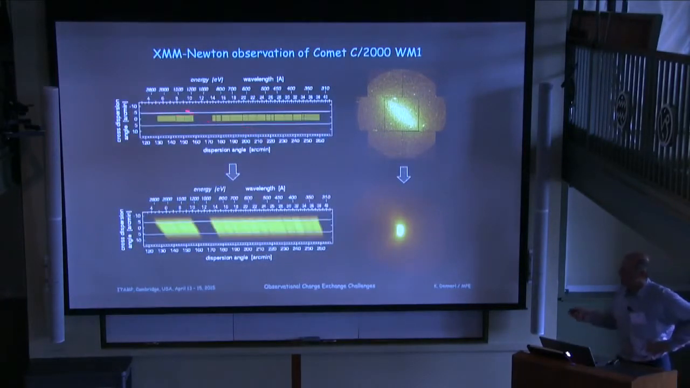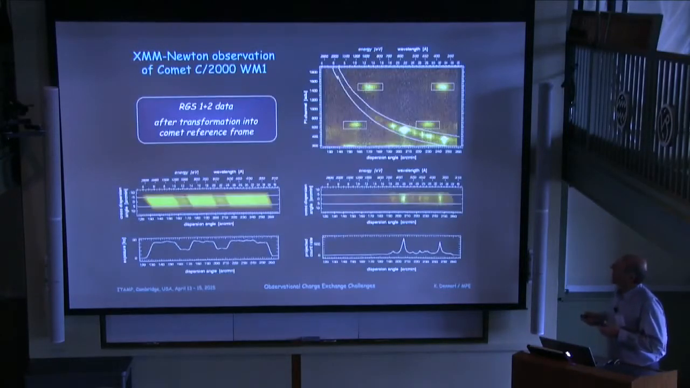So this is the original spectrum in detector coordinates. And when the transformation to the moving object is applied, then we get something like this. So inside this image, there's the comet hidden. In order to get the comet out, this is a standard technique for RGS.